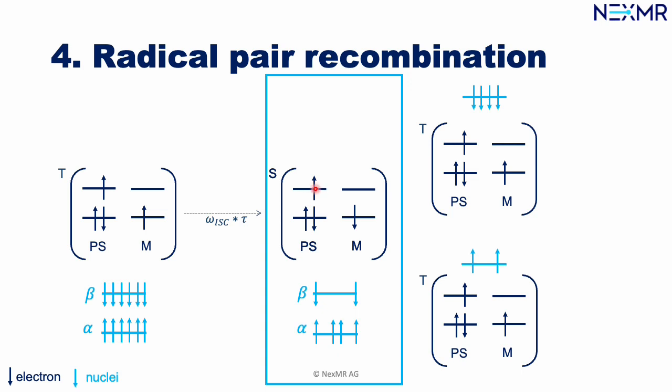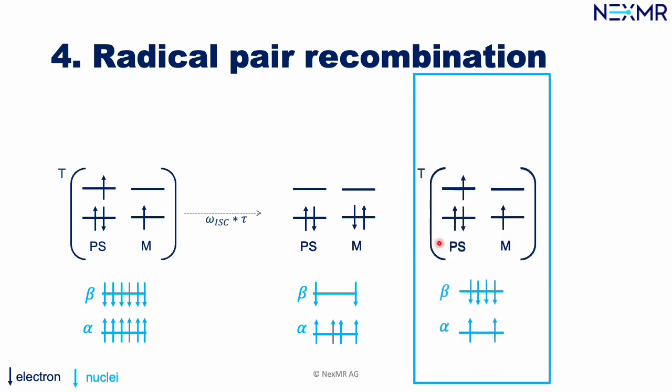And what can happen in this singlet spin state is that now we can do the electron transfer. And when we have this electron transfer, these are not radical molecules anymore. They are ground state molecules, and they are observable with NMR because they are diamagnetic, and they are hyperpolarized.